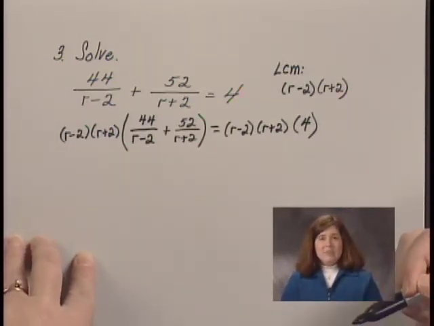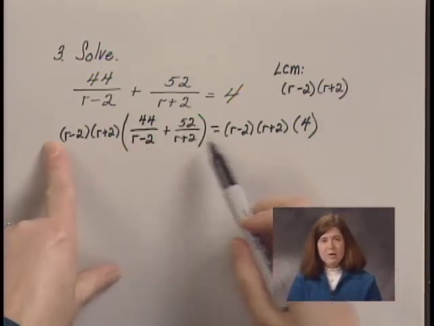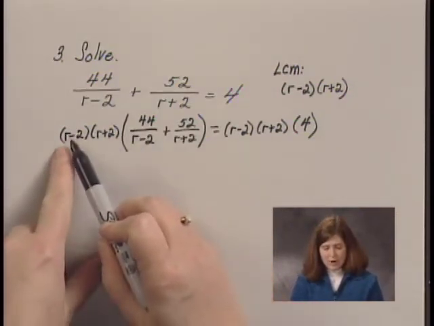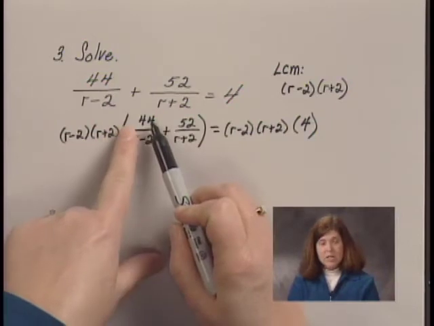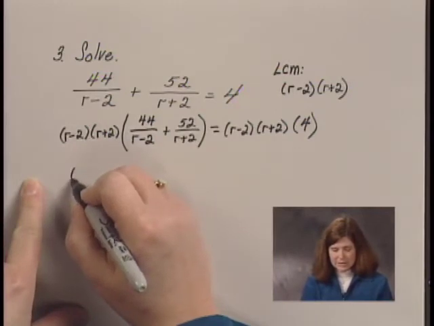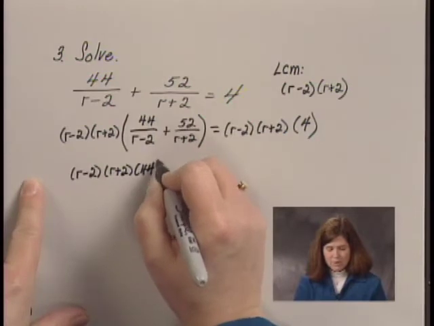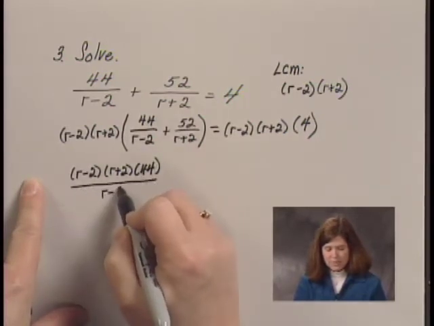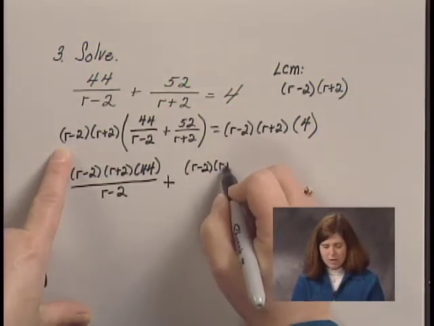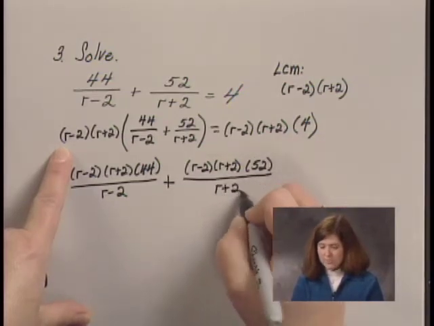Now in this next step, when I actually do the multiplication, the denominators should be cleared, that's why I multiply by this least common multiple of the denominators. I multiply r minus 2 times r plus 2 times 44 over r minus 2. What that looks like is this: r minus 2, r plus 2, 44 over r minus 2, plus, and then it would be r minus 2, r plus 2, 52 over r plus 2.